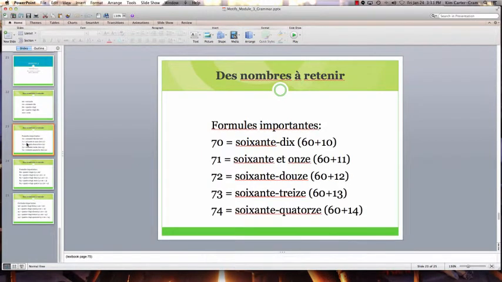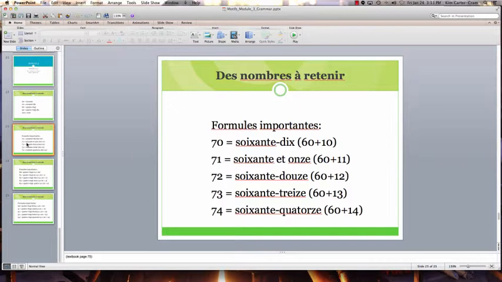Let's take a look at how it works. 60 is pretty easy, right? 61, 62, 63, etc. But once we get up into the 70s, we have to do some math. So for 70, again, it's soixante-dix, which is 60 and 10. 71 is soixante-onze, 60 plus 11. Soixante-douze is 60, 12. Soixante-treize, 60 and 13. Soixante-quatorze, 60 and 14, and so on.